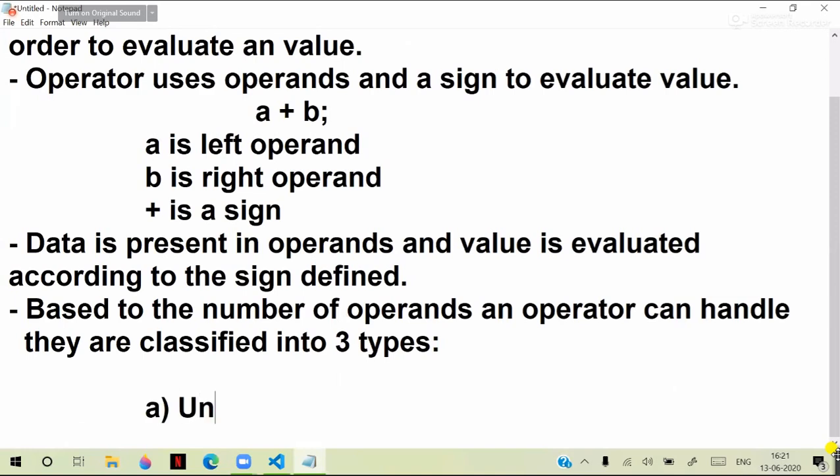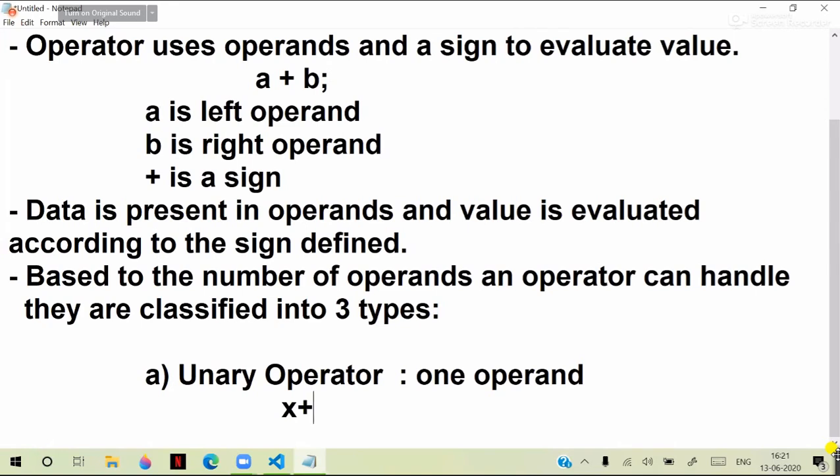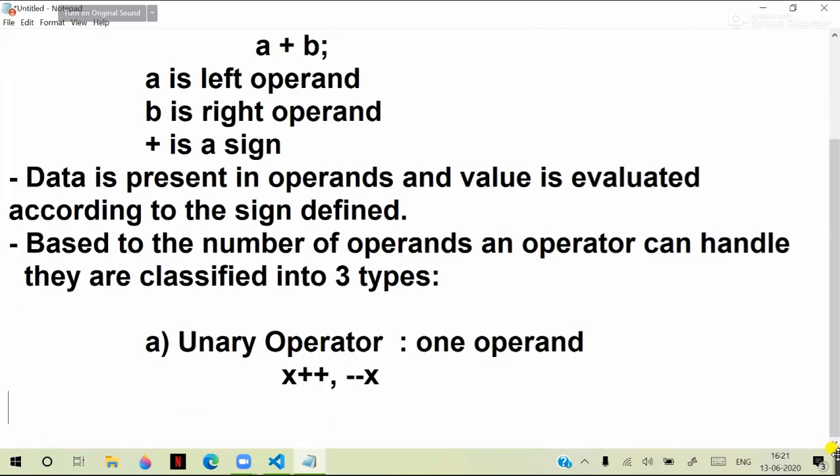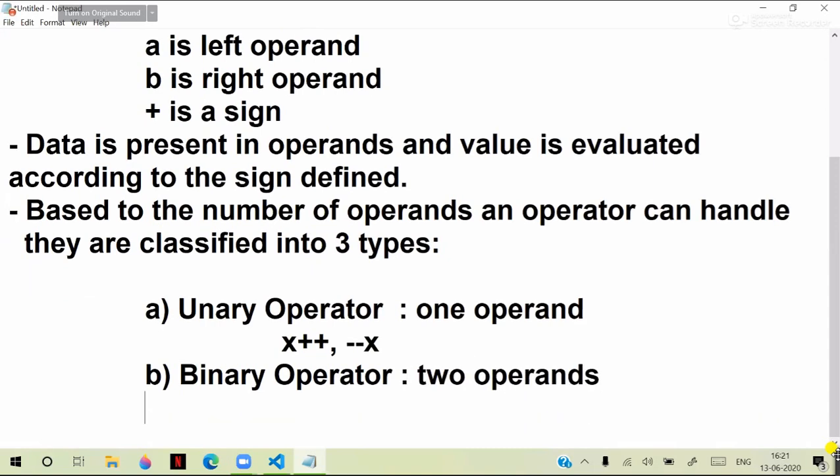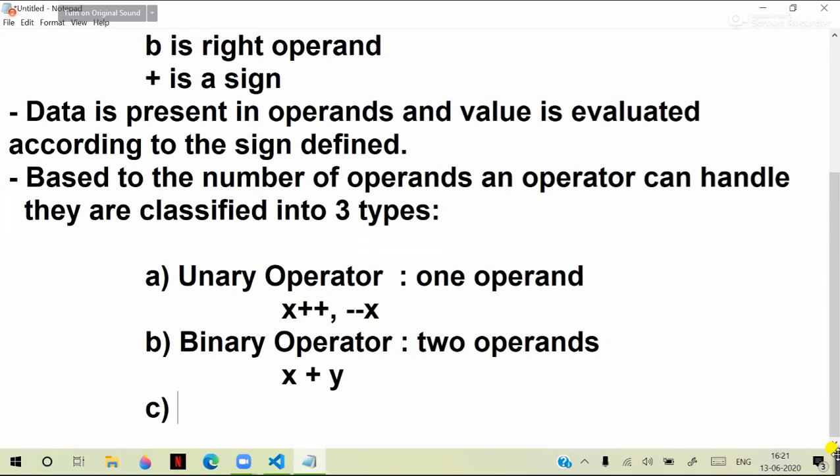We have unary operators. A unary operator can handle only one operand, like x plus plus, minus minus x. These are unary operators. Here how many operands are used? Only one operand is used. Binary operator means two operands will be there. That means x plus y. So that is a binary operator.